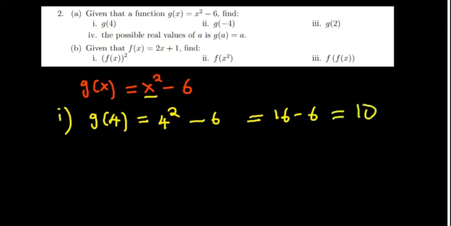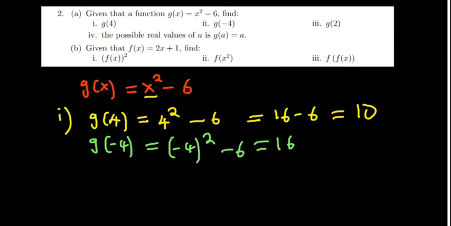Part 2 says g of negative 4. This is where you have to be very careful now. Your x is negative 4. Now it is still squared, minus 6. That is still 16 minus 6, 10. Now this is a case I was talking about, where it's possible for you to have two different input values but have the same result. It is still a function.